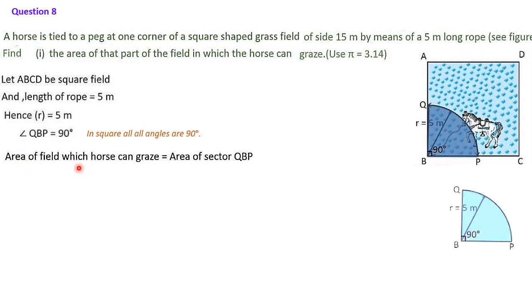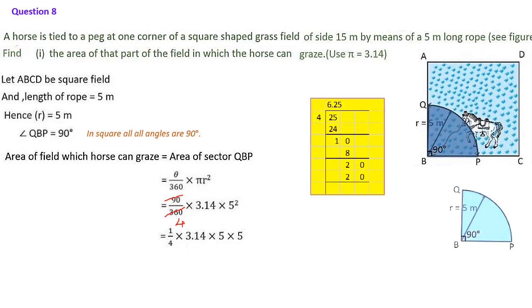Then the area of the field which the horse can graze is equal to the area of sector QBP. This is the sector whose area we are going to calculate. That means theta by 360 into pi r square. Theta we know is 90 degree, so 90 by 360 into pi, and pi is given to us as 3.14, into r square. R is the radius, 5, so 5 square. Then 90 and 360 we can cancel, it will become 4. Then 3.14 into 5 into 5 by 4.